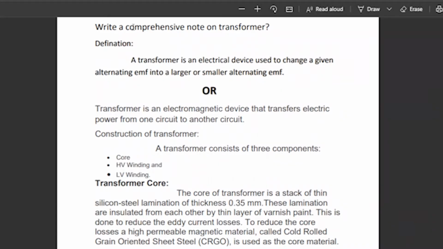Write a comprehensive note on transformer. A transformer is an electrical device used to change a given alternating EMF into a larger or smaller alternating EMF. A transformer is an electromagnetic device that transfers electric power from one circuit to another circuit.